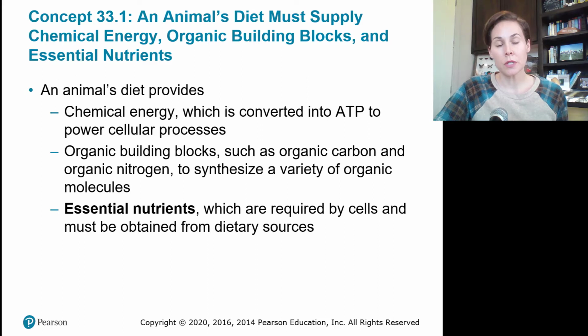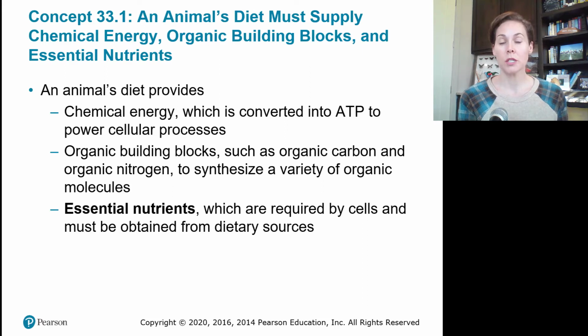So section 33.1 talks about an animal's diet and some of the organic building blocks and essential nutrients that are important and necessary for your diet. When you consume food as an animal, you are getting chemical energy from that food, which is then converted into ATP. And remember from Biology 1406, ATP is a chemical substance that powers all of the processes in the cells that make your body do what it needs to do.